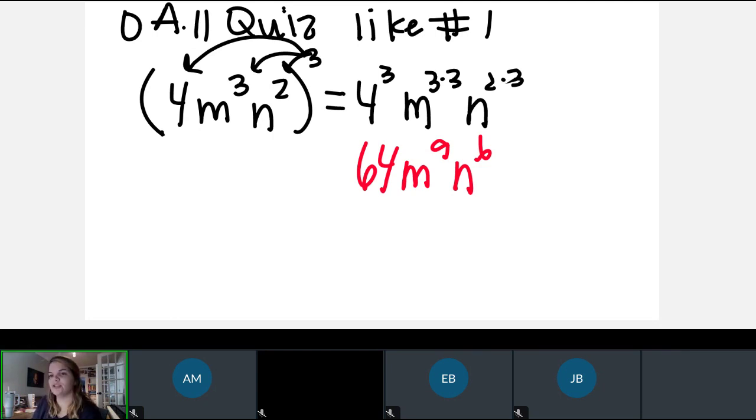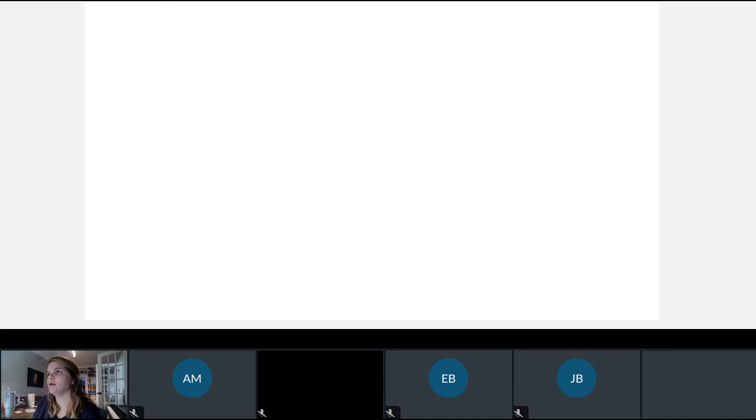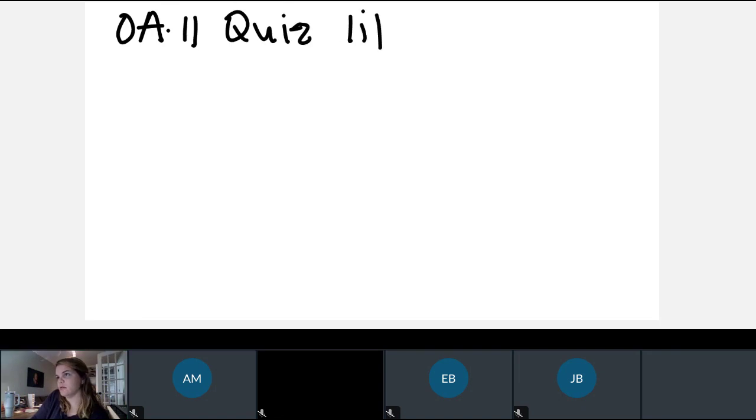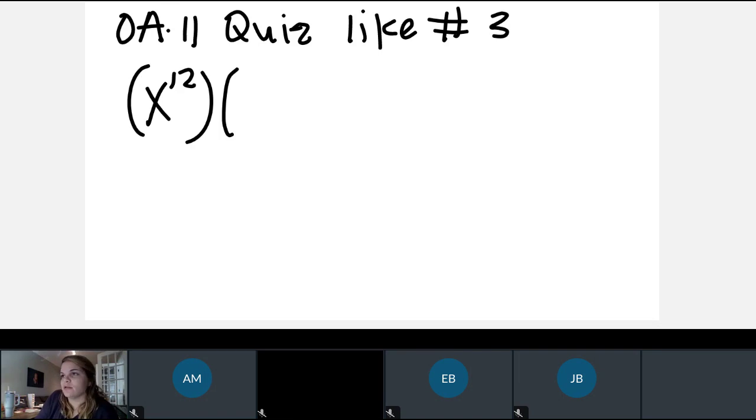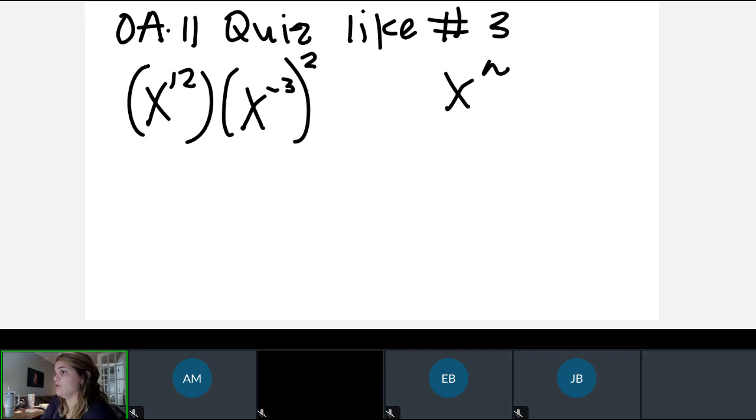Okay, so the next question is going to be like number 3 on the 0A.11 quiz. We've done number 1, number 2, and number 3. So let's do x to the 12th times x to the negative 3rd, all of that squared. And it says it's equivalent to x to the n. What is the value of n?